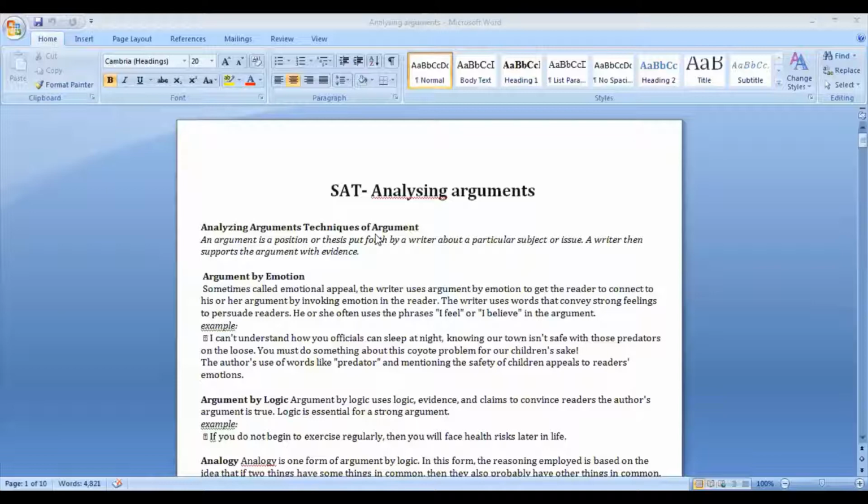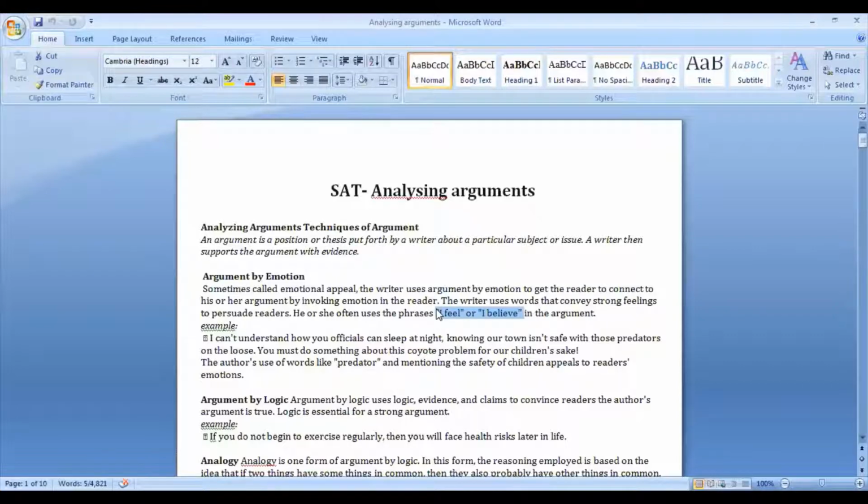From the information presented in a particular passage, for the number of questions you are required to attempt from that passage, you need to critically understand what the passage is trying to say. You analyze a particular argument through different dimensions. Let's go by aspect number 1. Argument by emotion.